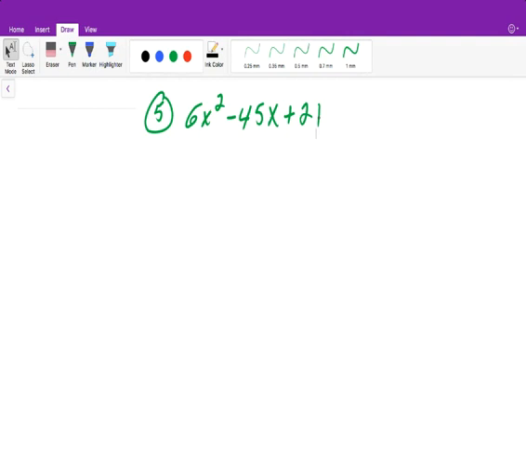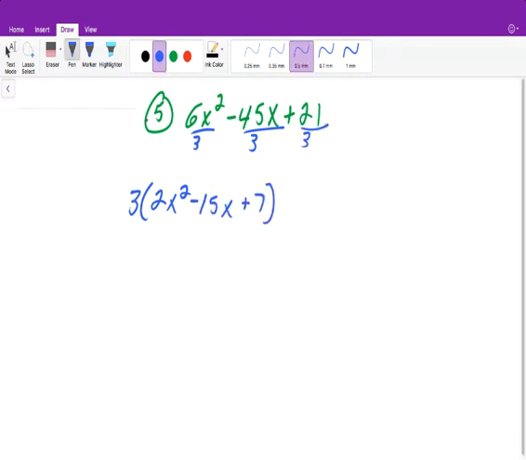All right, so for this one, same thing. First thing we're going to do is we're going to factor out our GCF. Well, all of these are divisible by 3, so I'm going to factor out a 3. Now I'm left with 2x squared minus 15x plus 7. All right, so 2 and 7 are not perfect squares, so we're not going to be able to do our perfect trinomial square method, but that's what we're always looking for first.